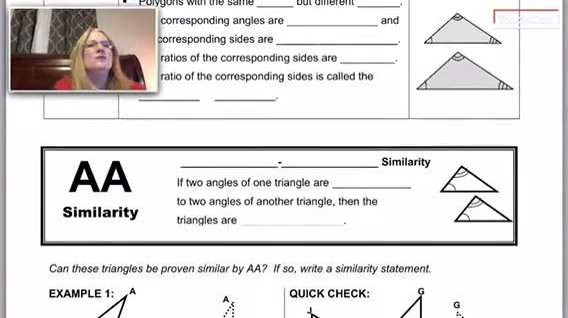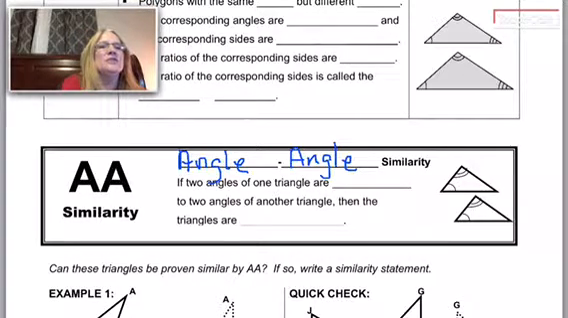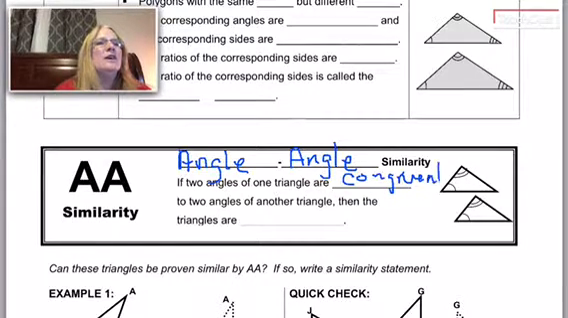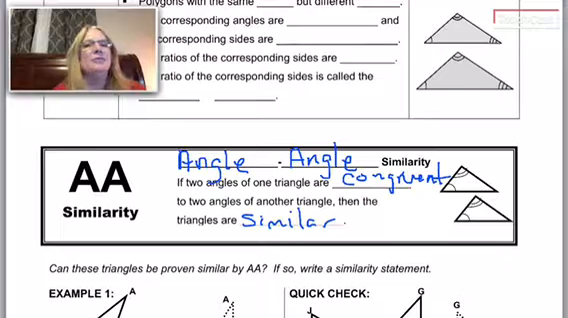Okay, the first one is called angle-angle similarity. So just very similar to when we were proving triangles congruent, we did not have to prove every single thing. We had some postulates that allowed us to prove congruency without knowing everything about the triangle. The same thing is true for similarity. If two angles of one triangle are congruent to two angles of another triangle, that is enough information to prove that the triangles are similar. So let's look at an example here.